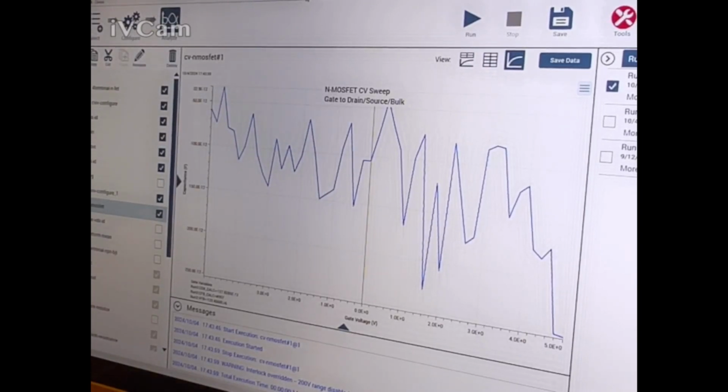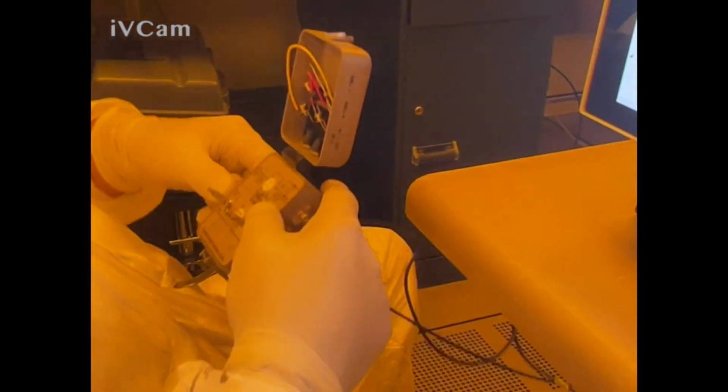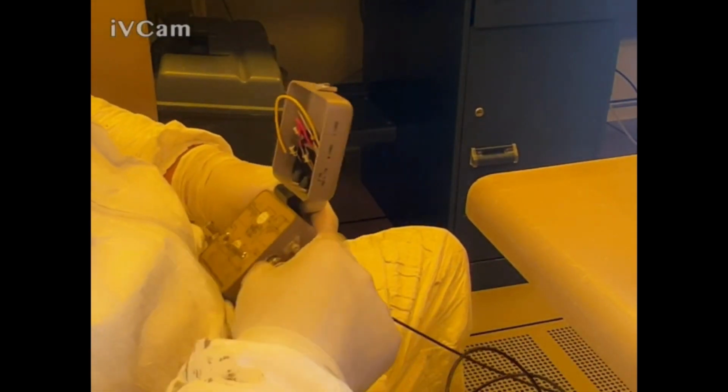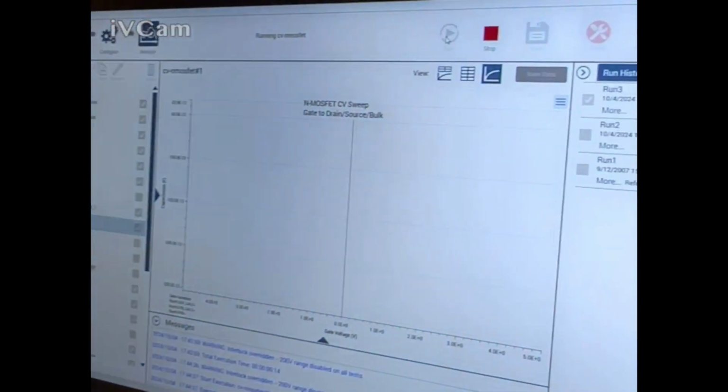Gate. Oh, I don't have anything in the gate. Duh. This is the gate. Yeah, I moved the wrong cable. So I should be moving, which way? Let's move the source over. I moved the wrong cable. Let's try that. So I disconnected the gate. We need the gate.